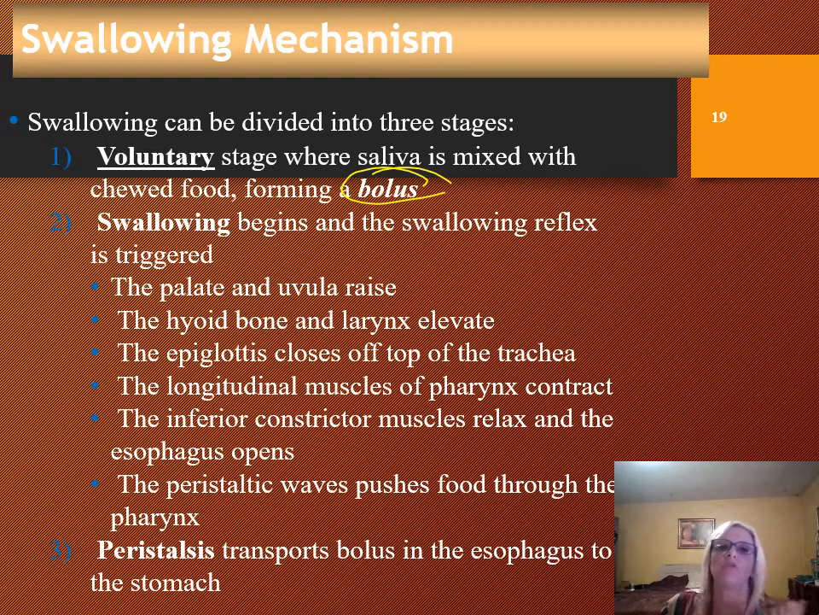Then the lower portion of constrictor muscles relax, which opens the esophagus. The superior constrictor muscles will contract, and that stimulates a wave of contraction, that peristalsis, in other pharyngeal muscles. And this wave forces the food down into the esophagus. The swallowing reflex momentarily inhibits or stops breathing. Of course, you don't want to inhale the food that you're eating. So then during the third stage of swallowing, peristalsis transports the food in the esophagus on down to the stomach. And again, we have some peristalsis that occurs there.